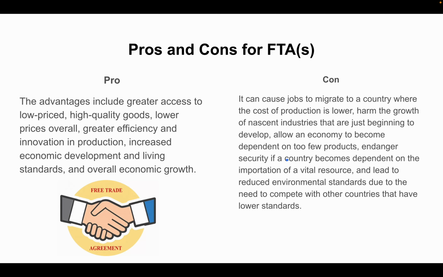So what are the pros and cons for an FTA? Well, the advantages include greater access to low-priced, high-quality goods, lower prices overall, greater efficiency and innovation in production, increased economic development and living standards, and overall economic growth. So that's really good. But the cons are that it can cause jobs to migrate to a country where the cost of production is lower, harm the growth of nascent industries that are just beginning to develop, allow an economy to become dependent on too few products, endanger security if a country becomes dependent on the importation of a vital resource, and so on.